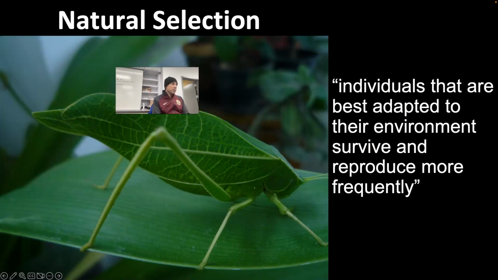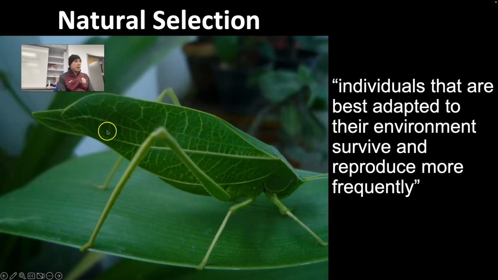So natural selection, we've got this nice little leaf bug here. It's adapted to be camouflaged, to hide in with these leaves so it doesn't get eaten by other predators. And yes, this is a predator, so it also helps it sneak around so it can eat other bugs. Individuals that are best adapted to their environment survive and reproduce more frequently. So you probably heard of survival of the fittest, thinking natural selection, but that's just one part of it. The really important part is the reproduction part.